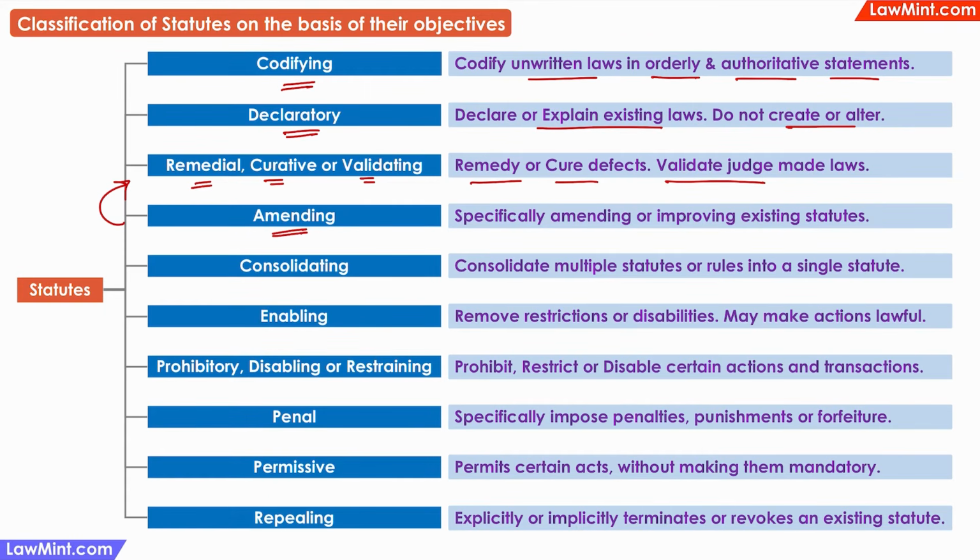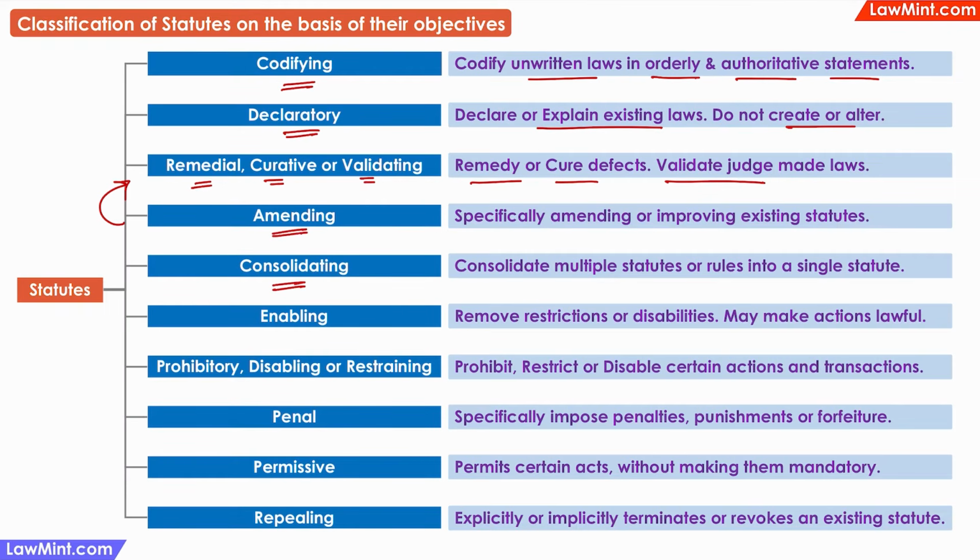While remedial statutes make small corrections or small changes, the amending statutes bring about significant changes. For example, the Information Technology Amendment Act of 2008 was an amendment to the Information Technology Act of 2000. The new act introduced changes to tackle new forms of cyber crimes, and it also included provisions for offenses like identity theft, cyber terrorism, and data protection that were not prevalent when the original IT Act was passed.